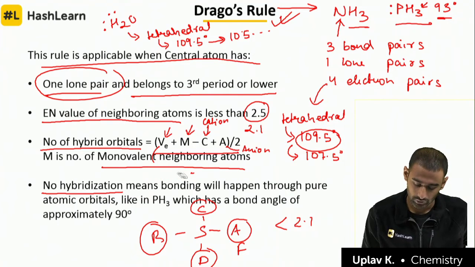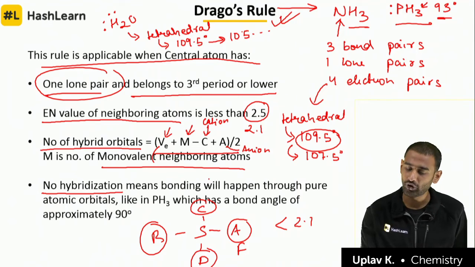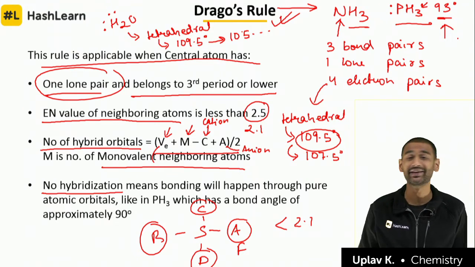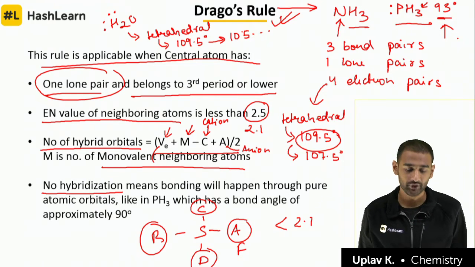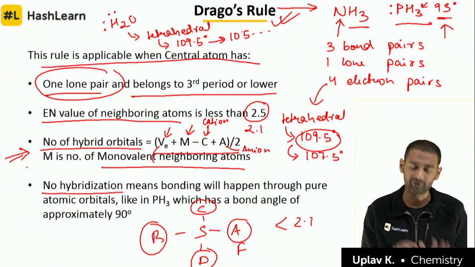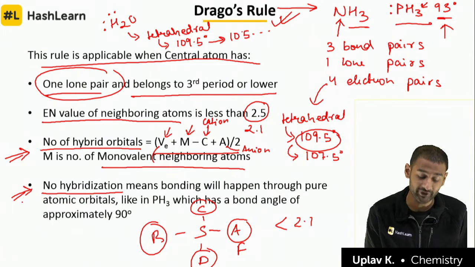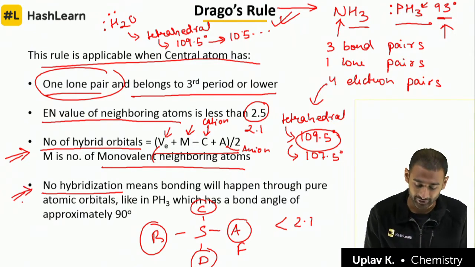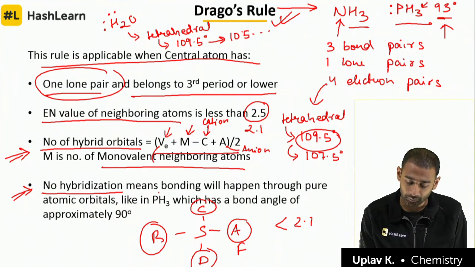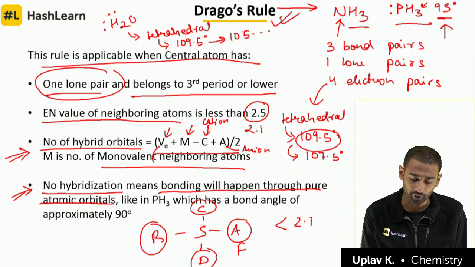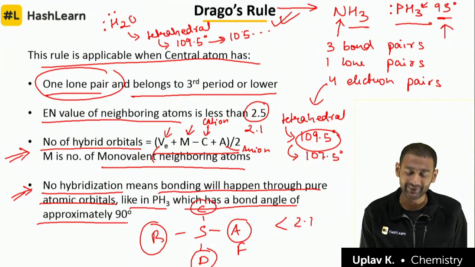What we find in this case, for something like PH3, because the bond angle is something like 93 degrees, is that it basically indicates that there will be no hybridization happening. About this formula, leave it now because we are not going to use this formula anywhere, but try to understand the final point, which is the most important point. Look at what is written. If there is no hybridization, it means the bonding will happen through pure atomic orbitals, like in PH3, which has a bond angle of approximately 90 degrees.